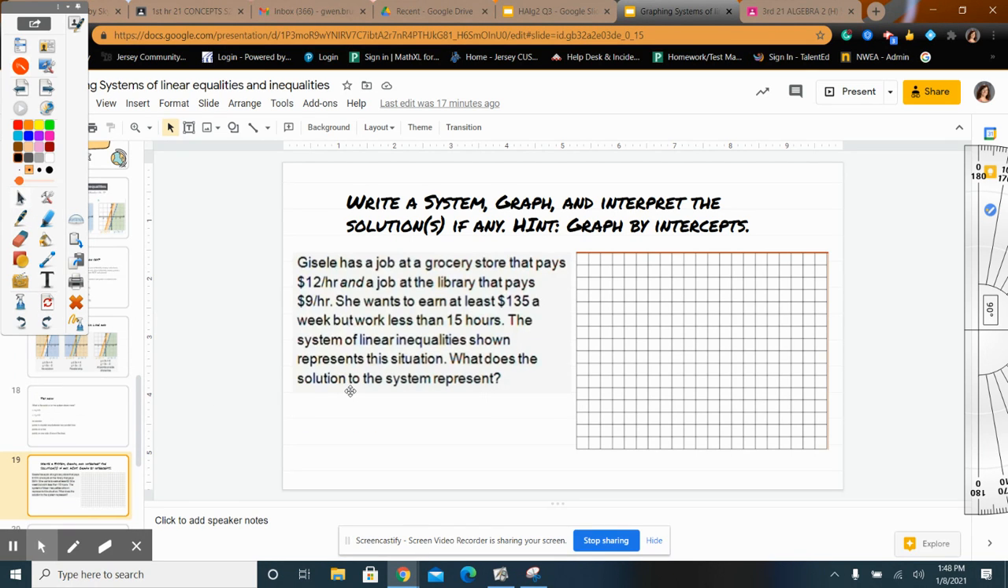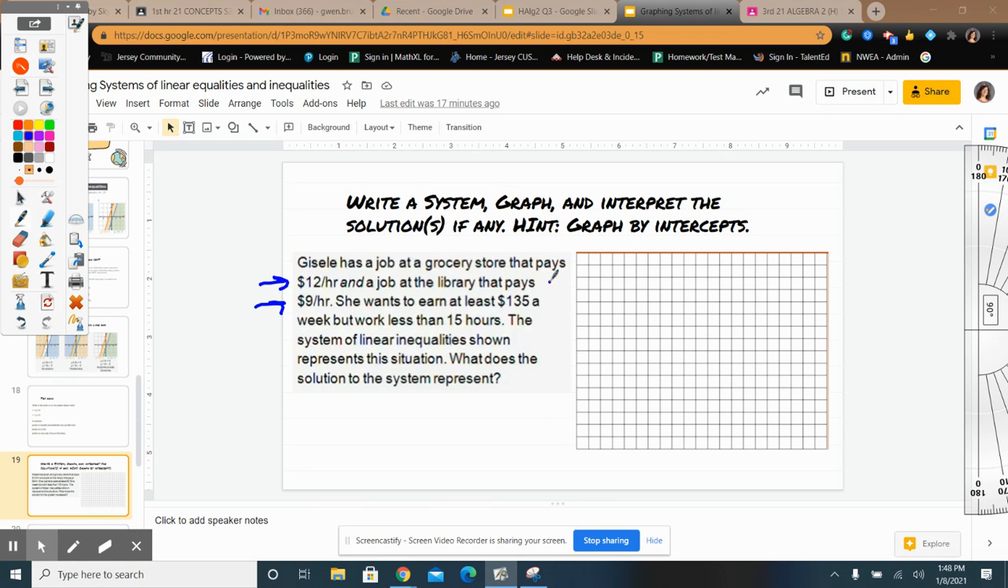Giselle has a job at a grocery store. We're going to try it with a word problem. It pays $12 an hour. Looks like a rate of change to me. Good indicator of a slope. And a job at the library that pays $9 an hour. Another slope, looks like. She wants to earn at least $135.